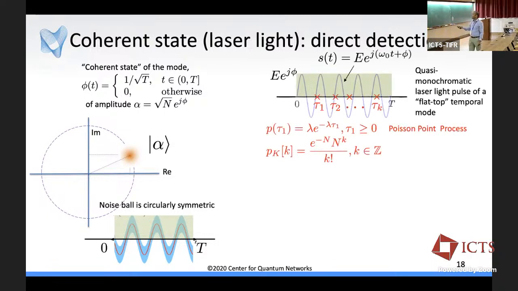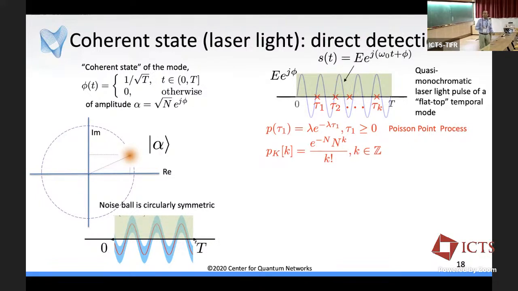And if I were to detect a coherent state with an ideal photon counting detector, with infinite bandwidth, no dark clicks, and unity quantum efficiency, I'm going to get a Poisson point process. What is a Poisson point process? How many of you have heard about a point process before? Have you taken any course on queuing theory, perhaps? Probably not. Okay, so let me describe what a Poisson point process is.